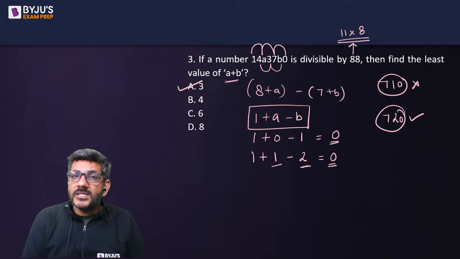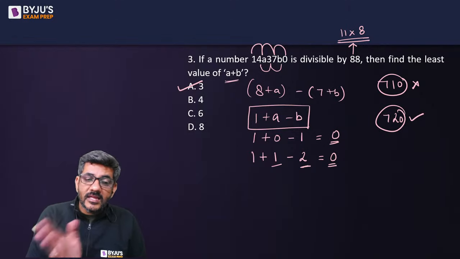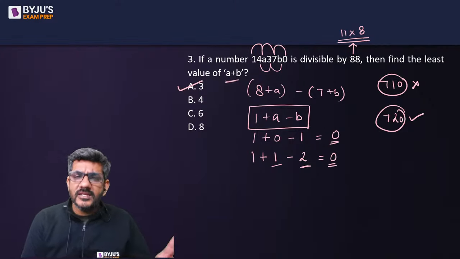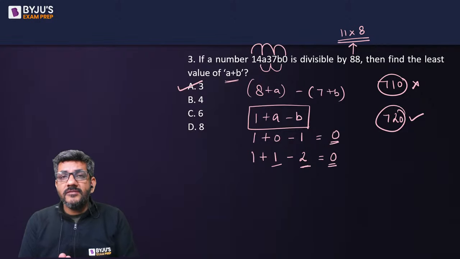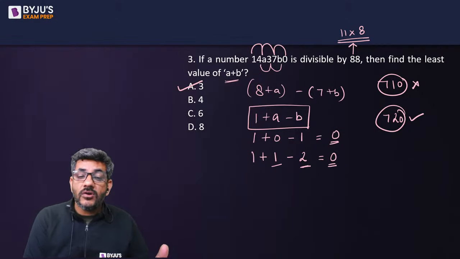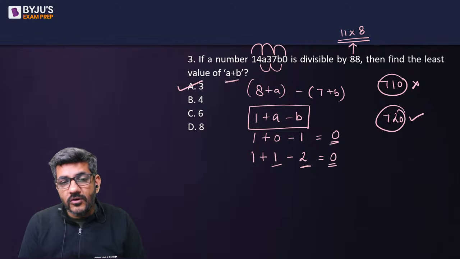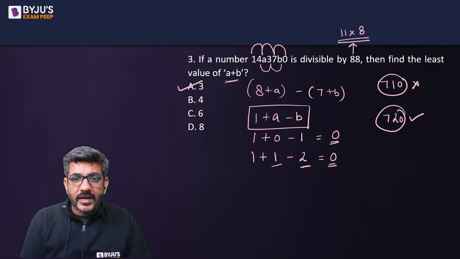A number is divisible by 11 if the sum of the alternate digits is taken and then they are subtracted, that is divisible by 11. डिविजिबल बाय 11 में जीरो भी ले सकते हो, नेगेटिव भी ले सकते हो. And a number is divisible by 8 if the last three digits of the number are divisible by 8. So by that logic we got this value of a plus b as 3. That was question number 3. I'll move ahead now to question number 4.